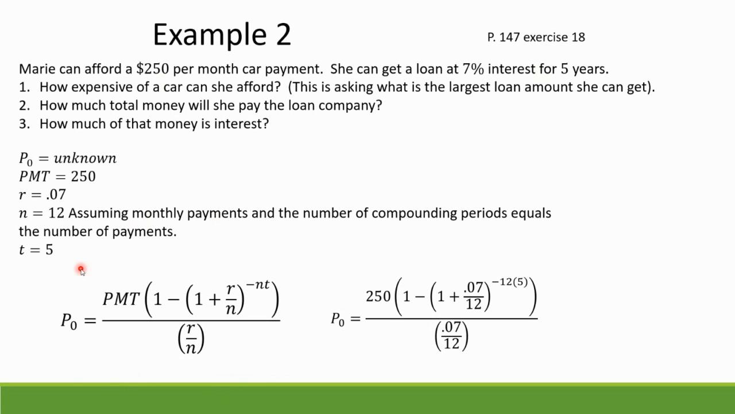So we want to substitute, and again, P0 is what we're looking for. P0 is the loan amount, the size of the loan. Or to be more technical, it's the initial balance of the loan that you're paying off. That's a little more technical, but I think everyone understands what I'm trying to say. So we can figure out what P0 is. I substitute all the variables, and now we calculate.